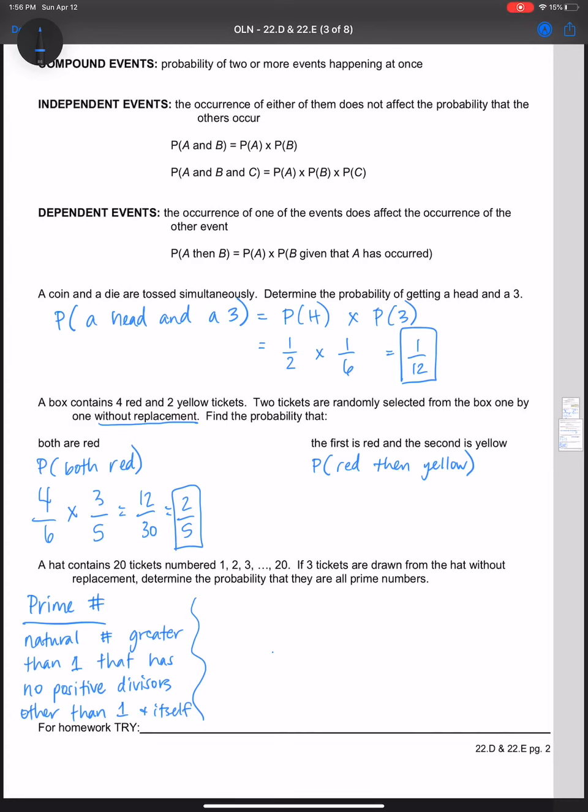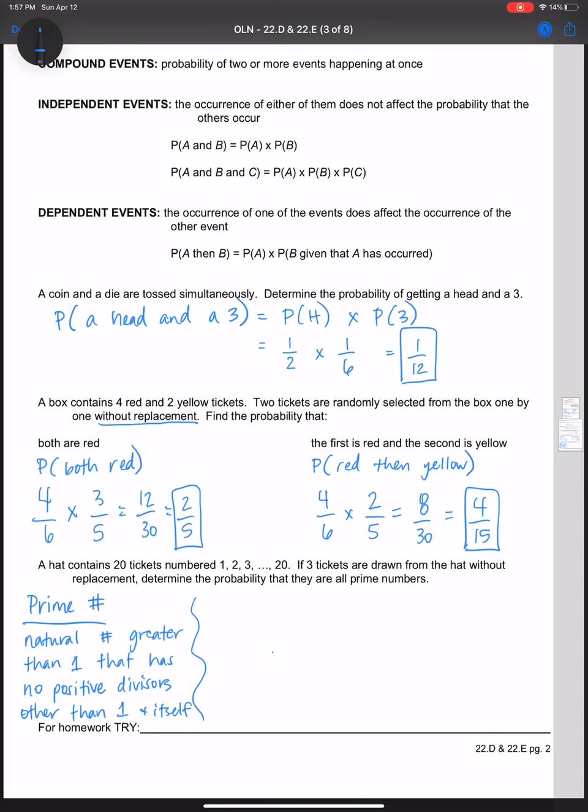Alrighty, next one. The first one is red, and the second one is yellow. So we know the first one being red is 4 out of 6. The second one being yellow, there's still 2 yellow, but there's only 5 total out of that. So that would be 8 of your 30, which reduces to 4 out of 15.